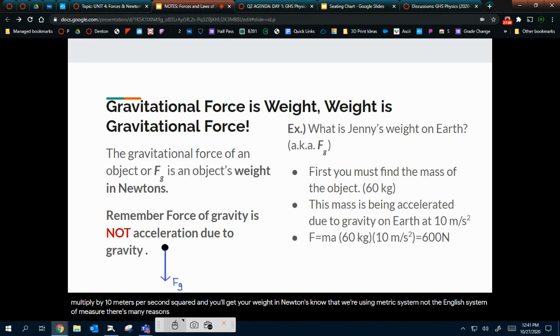There's many reasons why the English system is inferior, mainly because they use pounds for force and pounds for mass. In some places, they even use pounds for money, because they really like pounds for some reason. But again, remember, the force of gravity is not the acceleration of gravity. So here, this talks about if you know the mass of the object, you can easily find the force of gravity on it.